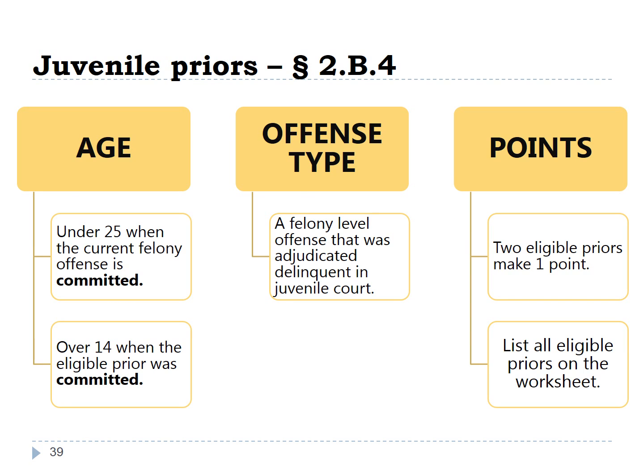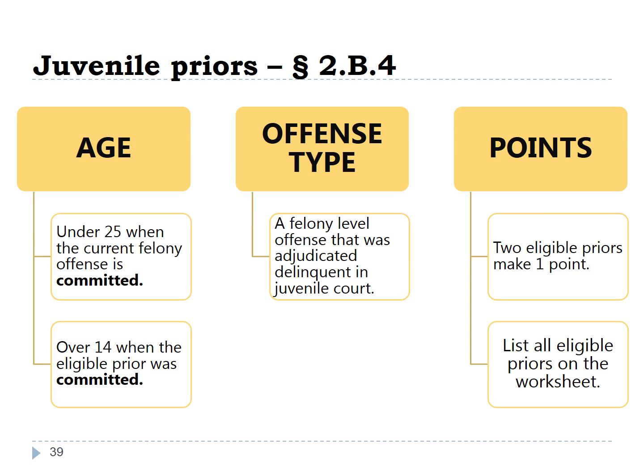So now that we're done with custody status, let's move to juveniles. When calculating juvenile criminal history, two very important dates come into play. And the first date is what is the date the offender turns 25? Because only if the current felony is committed before the age of 25 can juvenile history be considered. The other date is the date the offender turns 14, because only offenses committed after the offender turns 14 are considered eligible juvenile priors.